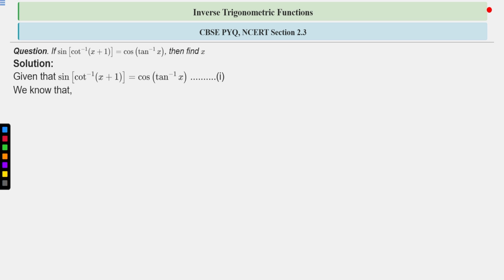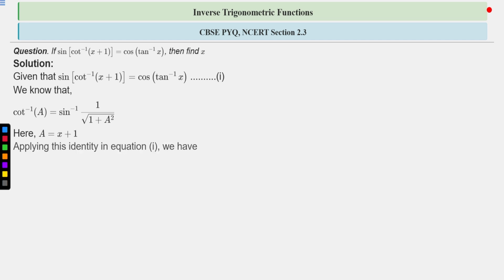Now we know that cot inverse A is basically sine inverse 1 upon root over 1 plus A square, isn't it? Here A is basically x plus 1. Now applying this identity in equation 1, what can we do? We can write equation 1 as sine of sine inverse 1 upon root over 1 plus (1 plus x) whole square, and it will be equal to the right hand side, which is cos of tan inverse x.